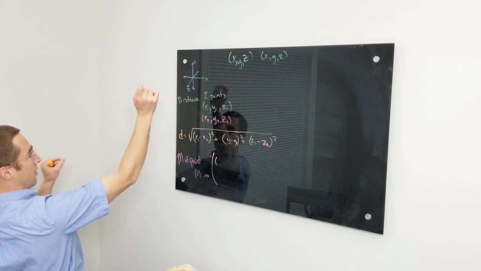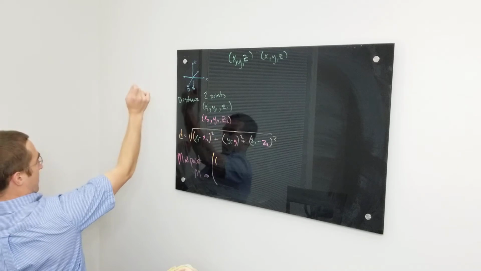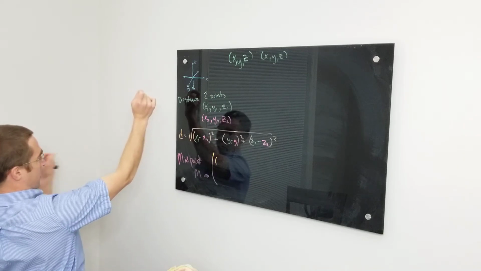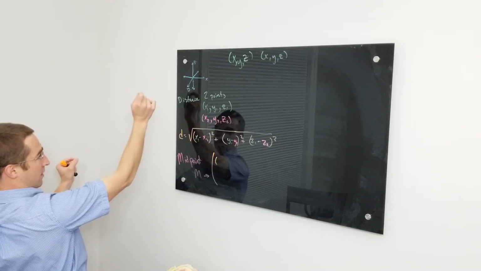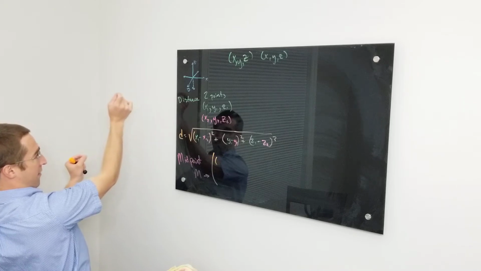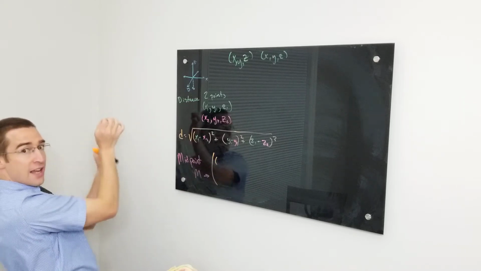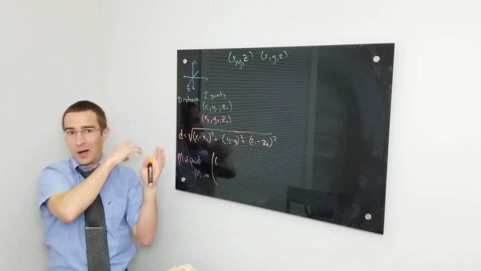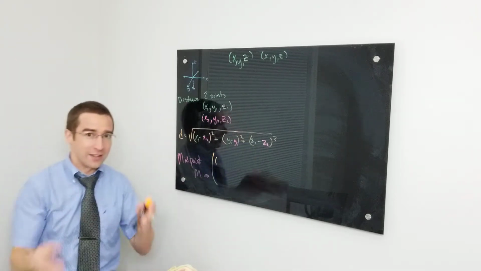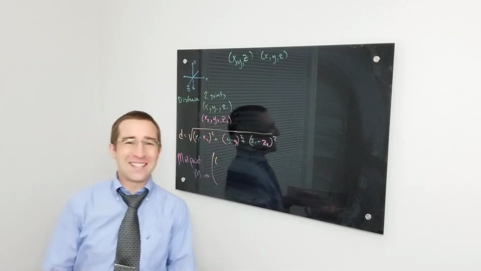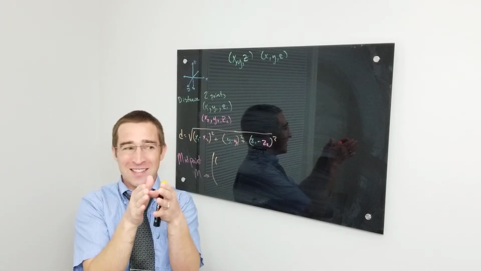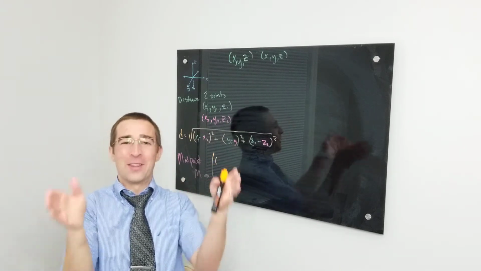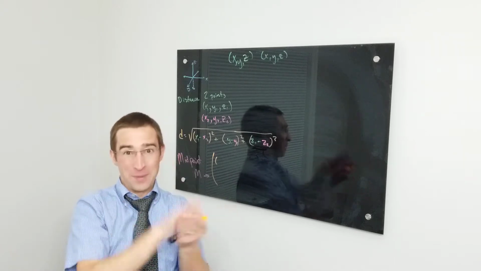Here and here. So what I've got to do is go, what's the x difference? Half of that. What's the y difference? Half of that. And then what's the z difference? Half of that. To find the spot in the middle. Basically, I've got to find the middle of the x's, the middle of the y's, the middle of the z's.